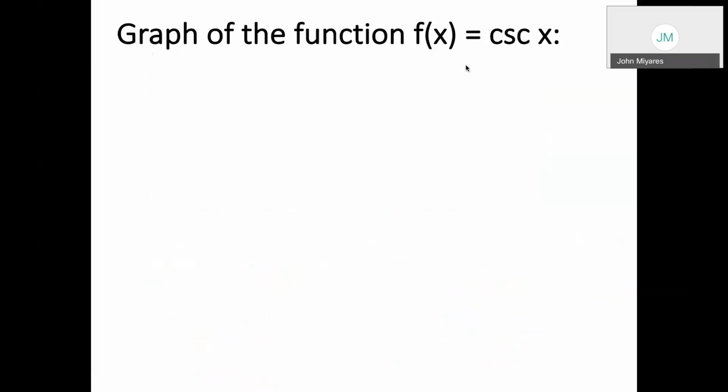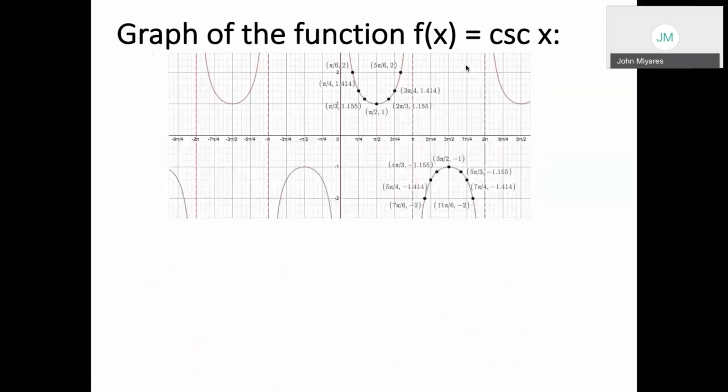The cosecant graph has a lot of similarities to the secant graph, which, when you think about it, should make sense since a sine wave and a cosine wave are very similar to each other too. In fact, if you took a cosine wave and shifted it to the right by pi over 2 radians or 90 degrees, you'd get a sine wave. This is no different. Essentially, this is going to look like the secant graph, but everything's been shifted over by pi over 2 radians or 90 degrees.